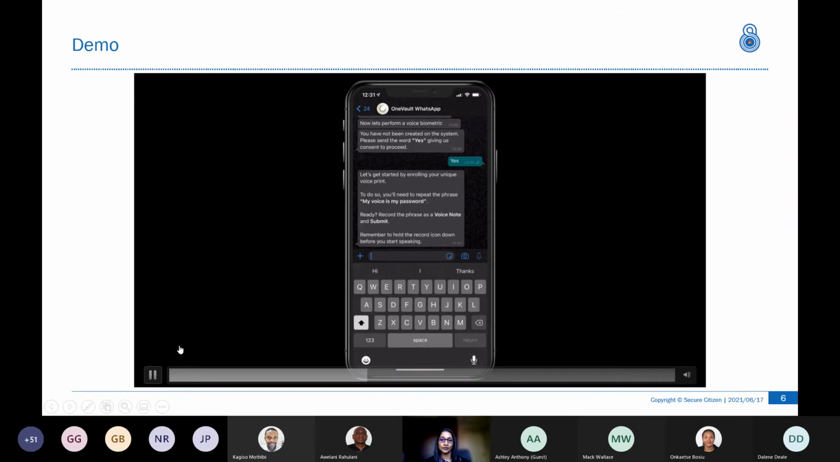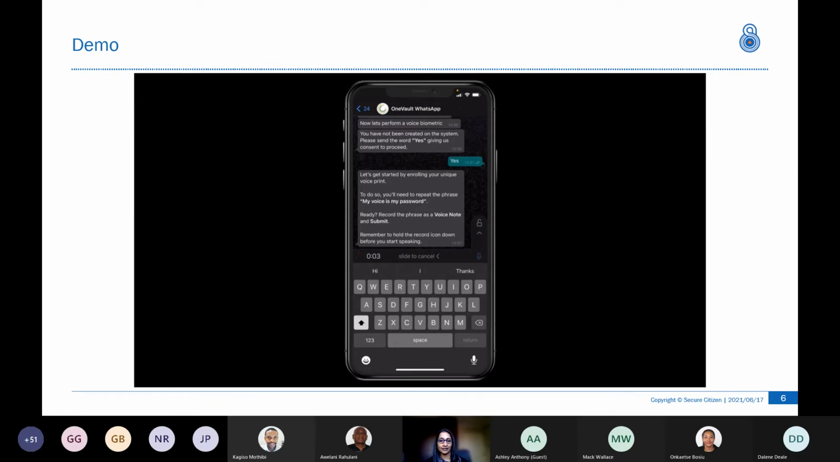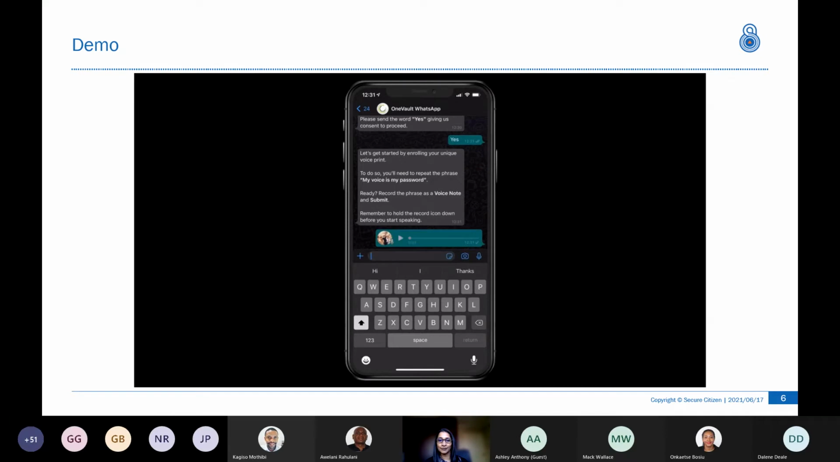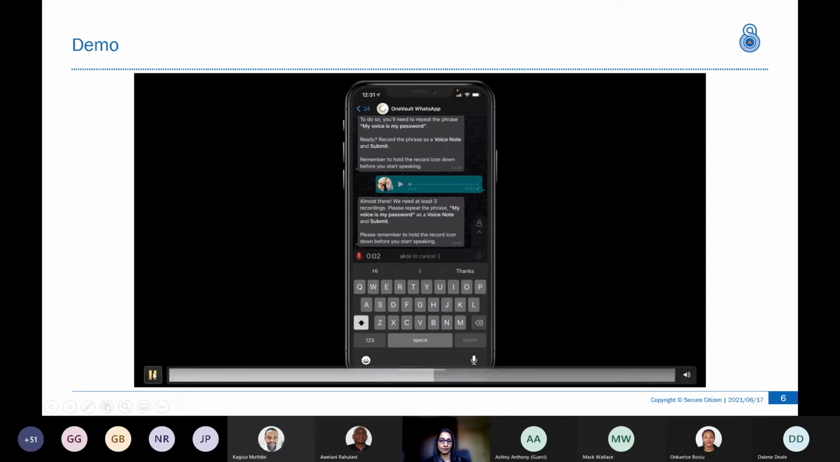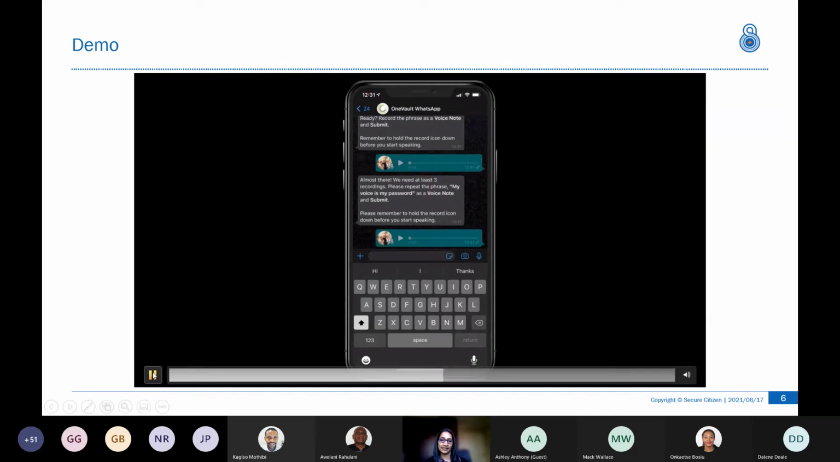The consumer is now requested to carry on with the biometric enrollment of their voice. They repeat the utterance, "My voice is my password," 3 times to make sure that we enroll the voice correctly.